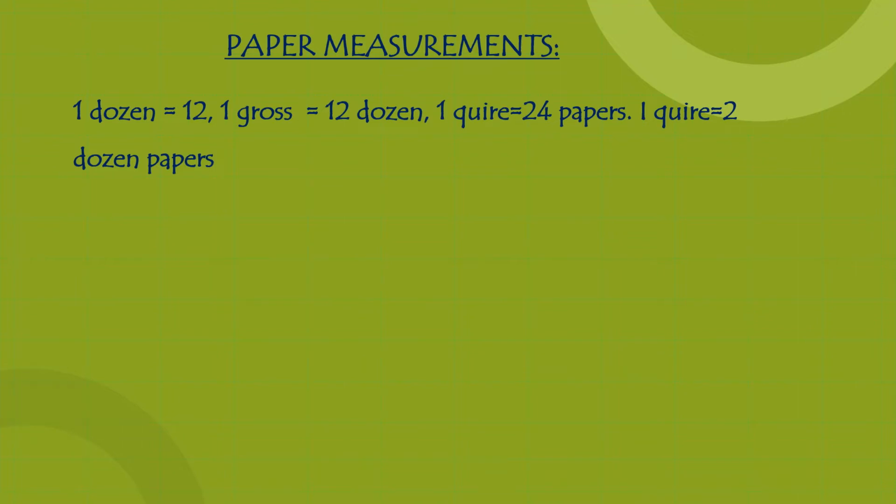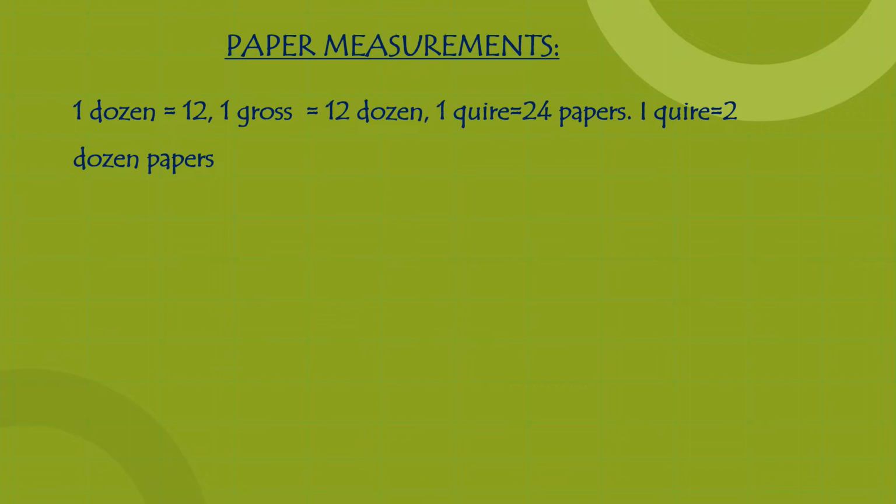Anything, if we say 1 dozen, it means it will have 12 units of that particular item. It could be we take bananas, 1 dozen of bananas. So in that, how many bananas will be there? In 1 dozen, there will be 12. Same way for eggs, anything that you can measure in dozen, it will have 12.